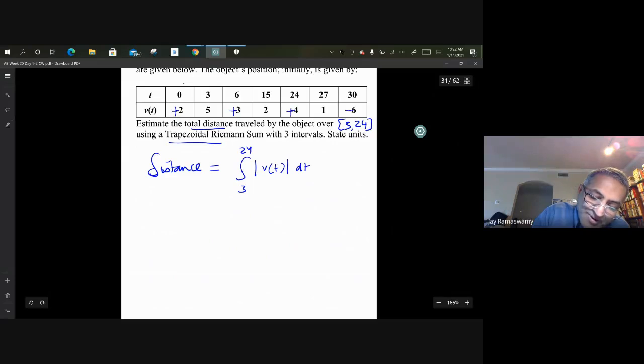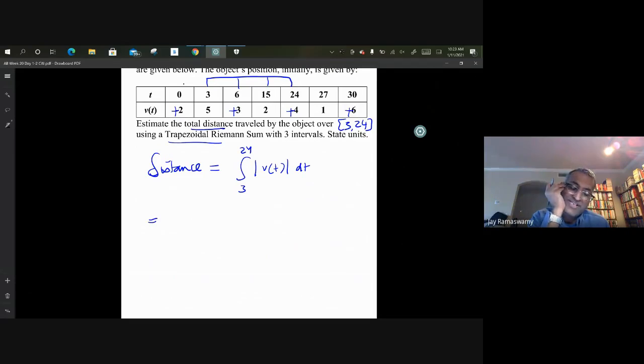Is everybody okay with what I'm doing? Yes. And I want 3 to 24 only. Okay, 3 to 24. And we're doing a trapezoidal Riemann sum. This is the weird guy. So I'm going to go over this again. I'll do the first one. You guys do the other one.